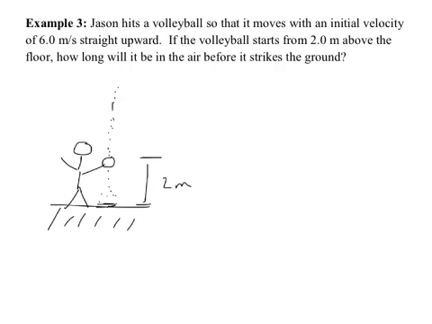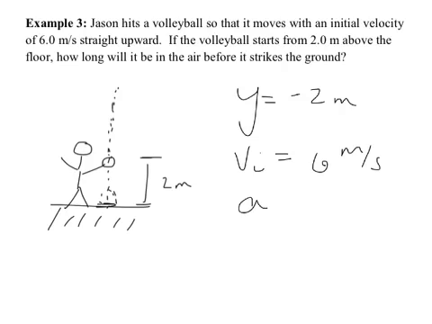So what we're going to think about is this is your initial position right here. This is your final position. So even though it took this path, the overall displacement is just down from here to here, 2 meters. So we could say that y is negative 2 meters. We also know that the initial velocity was upward with 6 meters per second. We know the acceleration due to gravity is negative 9.81 meters per second squared.